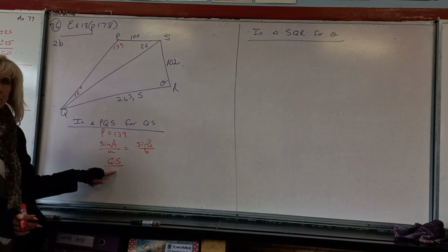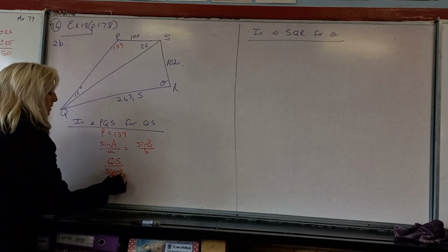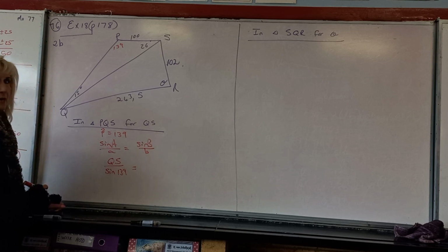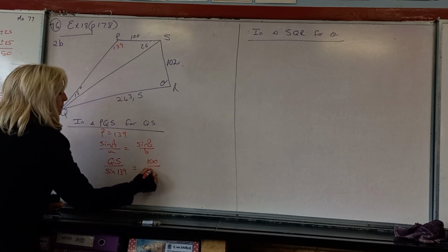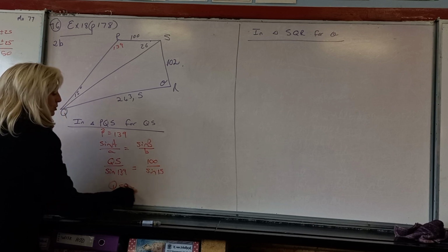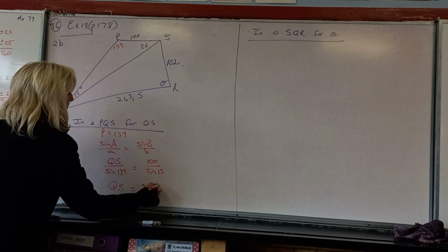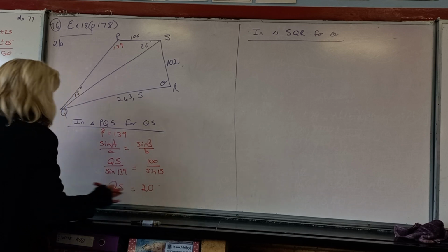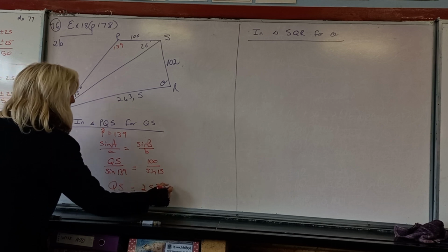So the side QS over the sin of 139. Then the other side that I do have is 100 over sin of 50. So the QS will be equal to 253,488.